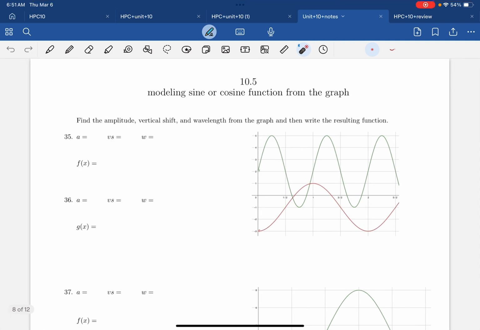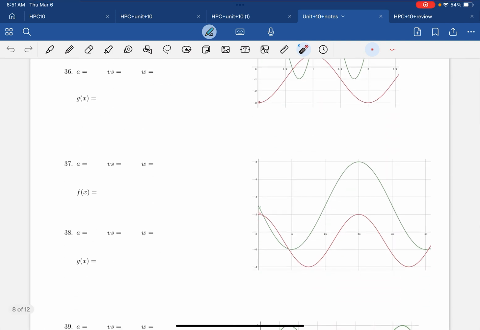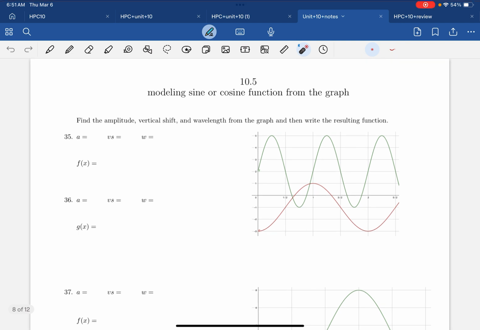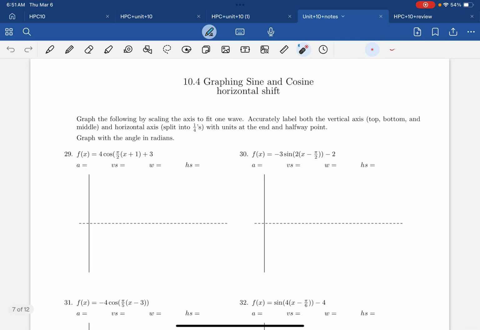Then we're going to come over here. I'll probably just do 1 of these. I think you can do the rest, okay? So we're actually going to do 10.5 as well. As you can see, what we have here is some graphs, and we're going to answer amplitude, vertical shift, and wavelength. I'm not going to do any horizontal shift here, and then we just come up with the 2 functions, okay? So that's our goal for today. Should be relatively quick. We'll see how this goes. All right, so let's get started.